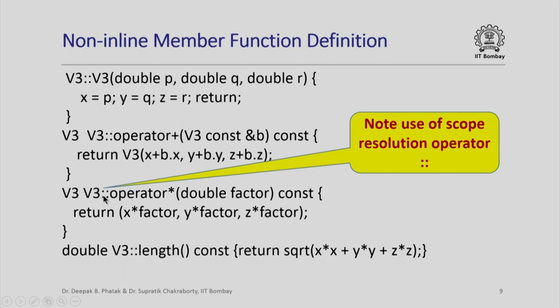The scope resolution operator basically tells us that this member function is of this class, and of course this member function of this class is going to return an object of class v3. So that is what this v3 denotes, and here is the definition of this member function. And finally here we have the last member function definition, the member function length of the class v3 returning a value double, and here is the definition of this particular member function.